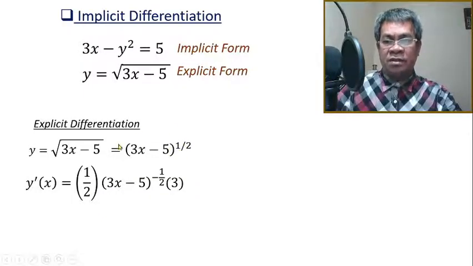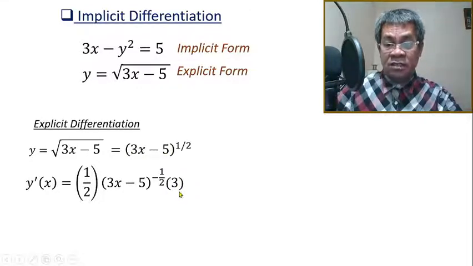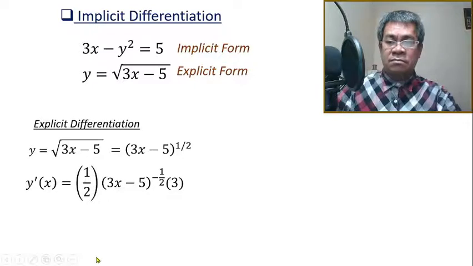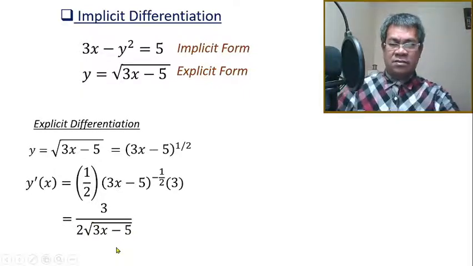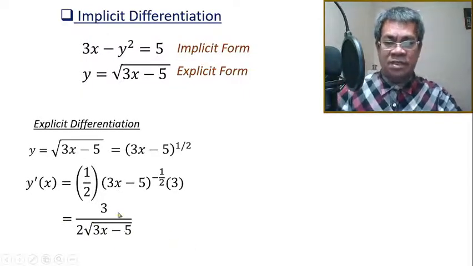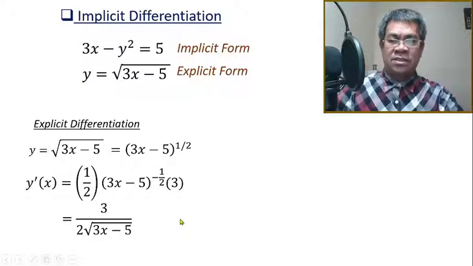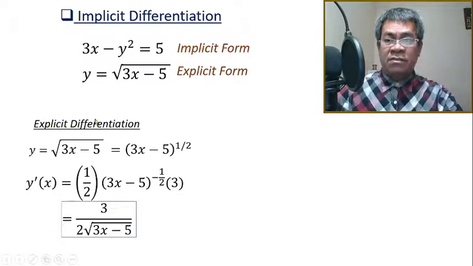You have to divide by the 1/2. Okay, then copy what is inside, the g(x). Then subtract, just like the power rule, 1, so this is negative 1/2. Then take the derivative of the inside, and the answer is 3. Okay, so with that, we are providing the answer as 3 over 2 square root of 3x minus 5. Okay, so that's it. We are providing this answer. For now, we will not rationalize. Okay, leave it as that. Okay, now, so therefore, the explicit form of differentiation provides this answer.